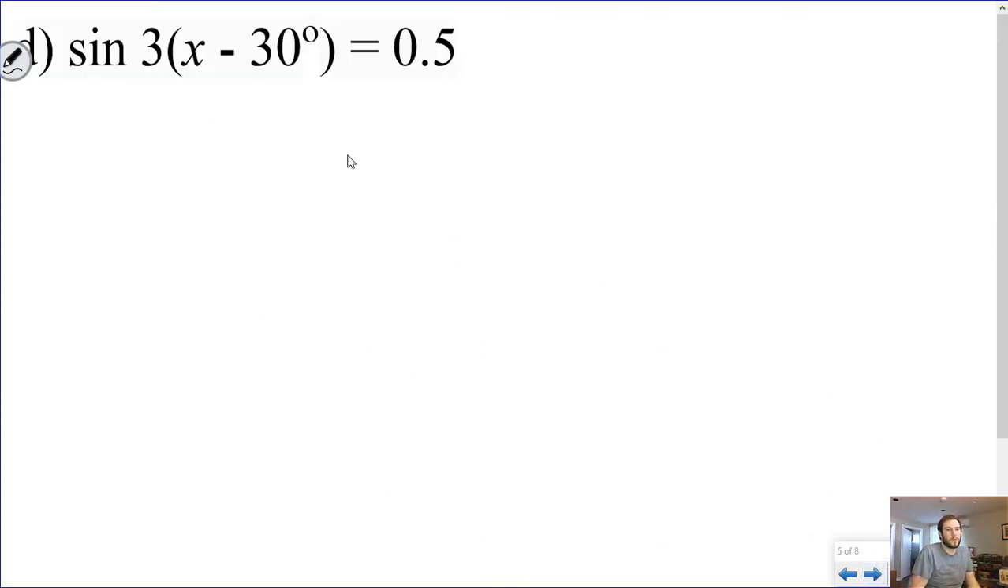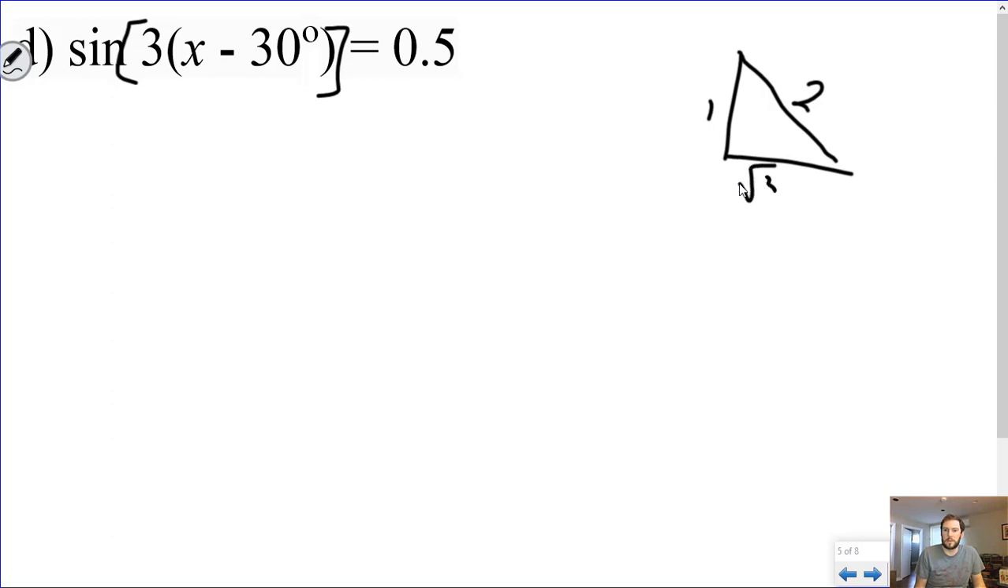Okay, so this one here is a little bit strange because notice how the x and the 30 and the 3, they're inside my sine, right? They're inside this sine operation. Now, it's still equal to 1/2, which is kind of nice because that is one of our special triangles, right? If I had 1, 2, root 3, I'm going to work in degrees here because we're being provided with degrees in the question. So 30, 60, right?